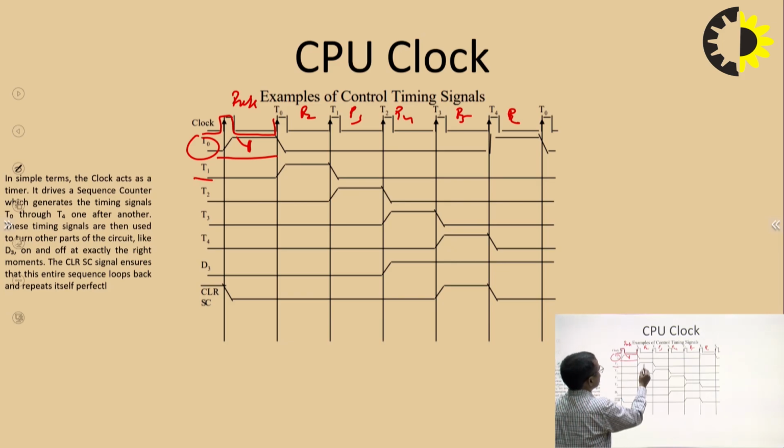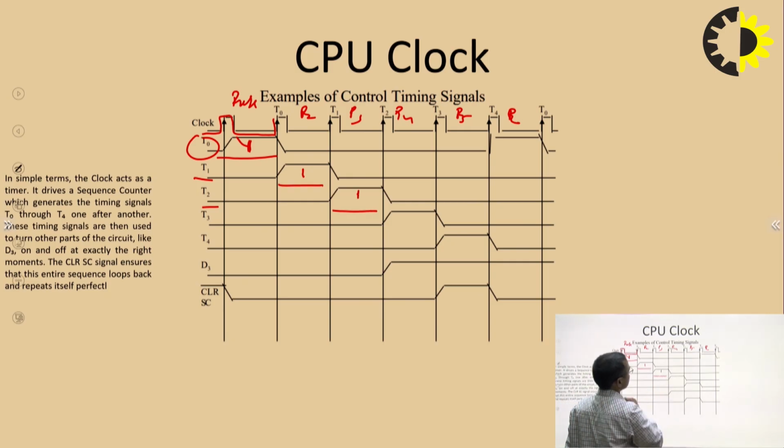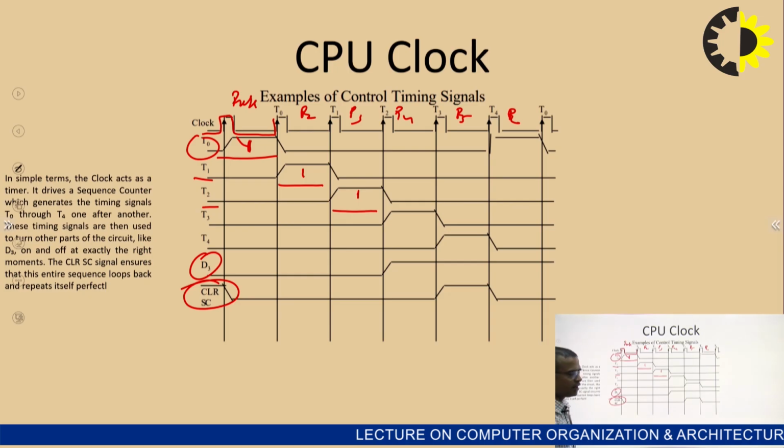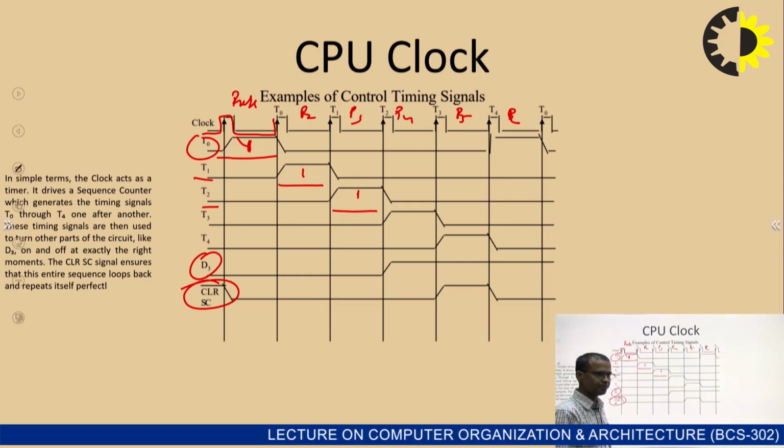T1 becomes 1 when the second pulse is coming. T2 becomes 1 when the third pulse is coming. So basically T0, T1, T2, T3 are timing signals generated from the input clock pulse by a digital circuit, to know that time T0 has passed, T1 has passed, T2, T3 has passed, and so on. And finally, after the task has been completed, the counter is cleared, that is, the sequence counter is cleared.